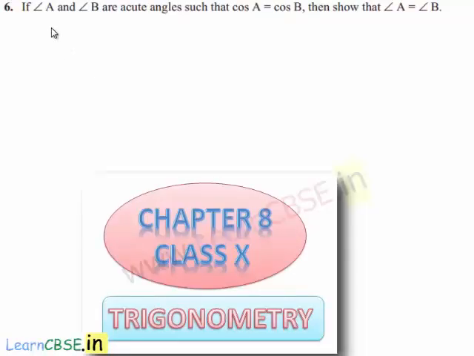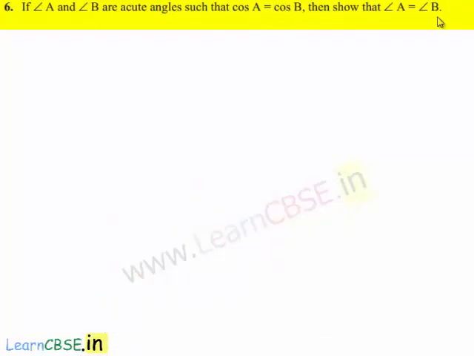Moving on to the sixth problem. If angle A and angle B are acute angles such that cos A is equal to cos B, then show that angle A is equal to angle B. Now moving on to the solution.